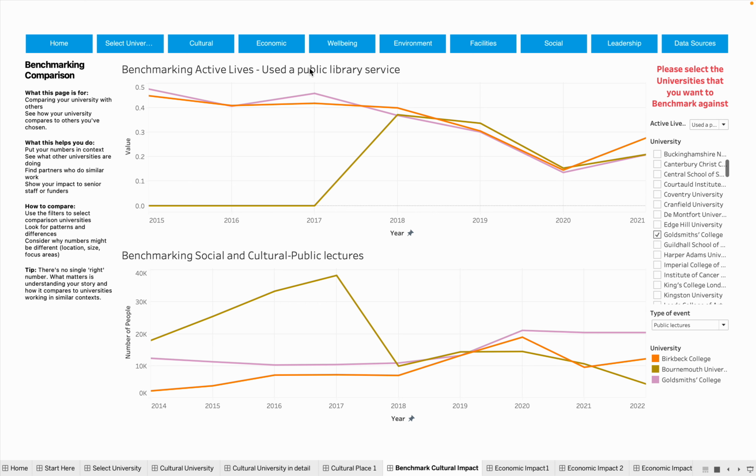And I can see that, for example, for using a public library service, we're doing similar between these three universities. And regarding public lectures, Goldsmiths is doing slightly better compared to the others that I have selected. So at this point, I'm at the end of the cultural domain. And from this navigation, I can select any other domain, but I'm going to follow the order and have a look at economic.